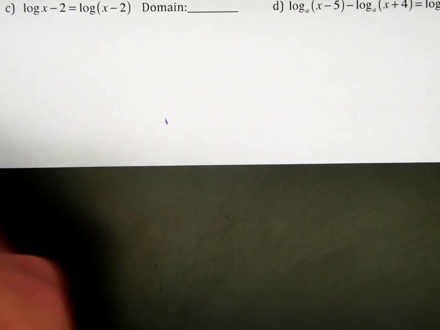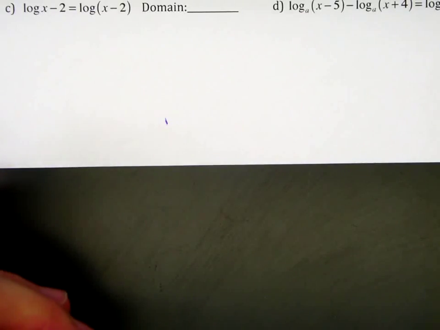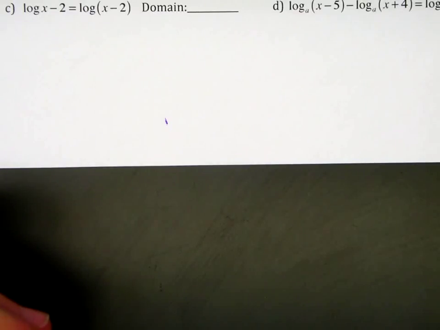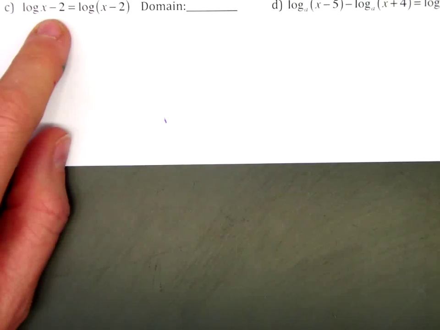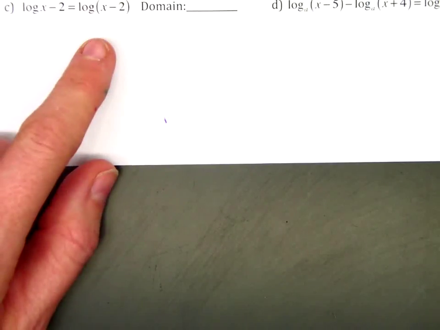How many terms do we have here? Let's start with that. How many? 3 terms. What's the first term? Log of x. What's the second term? Negative 2. What's the third term? Log of quantity x minus 2.